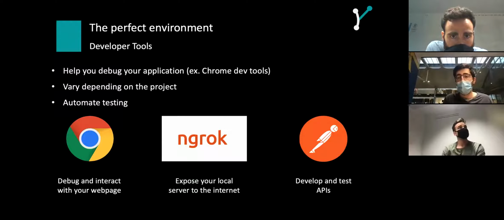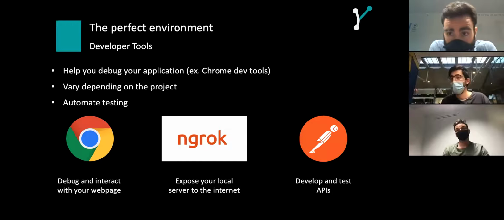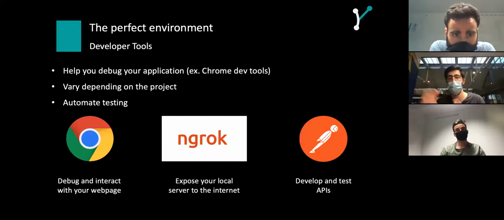In addition to everything we mentioned before, you're probably gonna need some additional dev tools, depending also on what project you use. So for example, if you're a web developer, you probably need to use Chrome dev tools, which allow you to inspect the DOM, which is what you see, the HTML, inspect the network requests, maybe check on performance. You can use Postman, for example, to test your APIs.